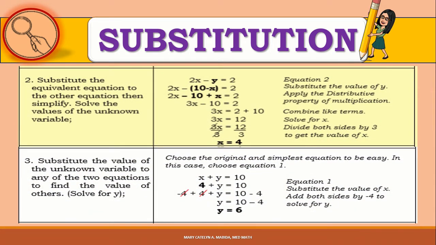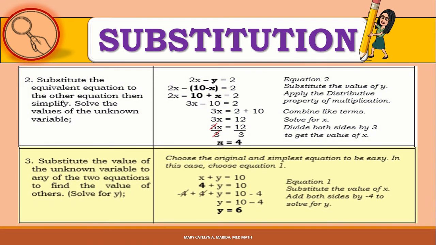Step 2, we are going to substitute the value of y, which we already know is 10 minus x. Applying the distributive property of multiplication and combining like terms, we can solve for x, which is equal to 4. Then, we choose the original and simplest equation to be easy. In this case, we choose x plus y is equal to 10, substituting the value of x, which is 4, and we have y is equal to 6.